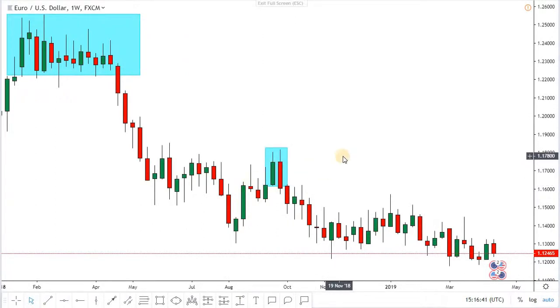Well, if the second candlestick is red, then it's a bearish engulfing candlestick formation, which of course means that the trend will reverse and will be a downtrend. And if the second candlestick is green, then it's a bullish engulfing candlestick formation, which means that the trend will reverse and a new uptrend will start.